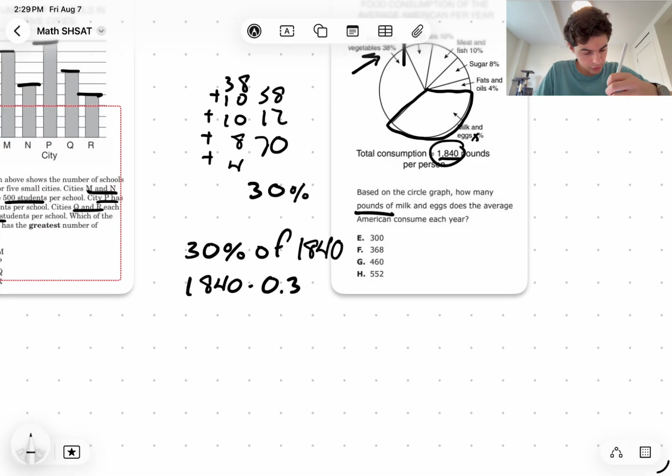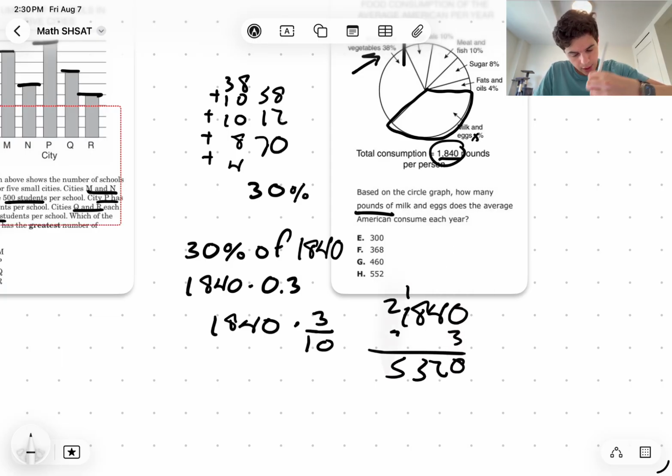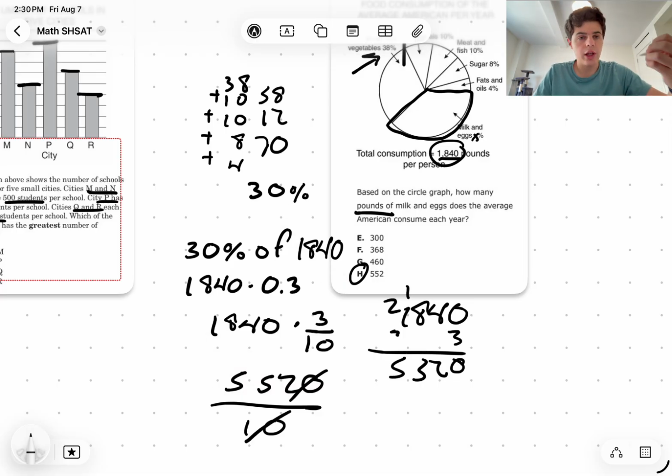So if we do that, let's just do that really quickly. Instead of multiplying by 0.3, you can also just multiply by 3/10. So 1,840 times 3 is going to be 5,520, right? So 5,520 divided by 10. Cross out these two zeros, and we get 552, which is H.